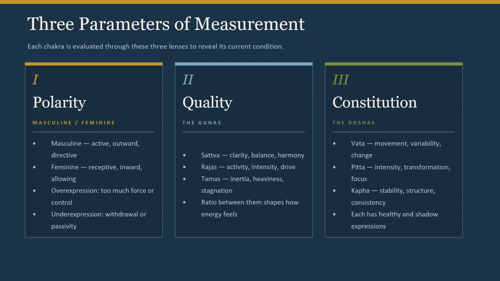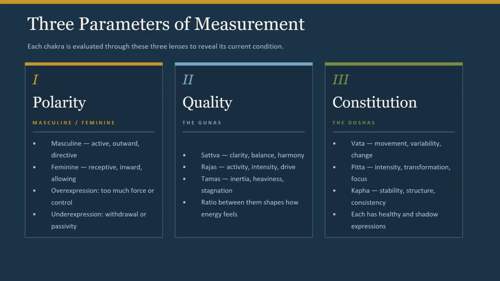In a healthy state, Sattva brings clarity and stability. Rajas provides movement and motivation. Tamas allows rest and grounding. But when imbalanced, too much Rajas can feel like anxiety, overdrive, or restlessness. Too much Tamas can feel like fatigue, avoidance, or stuckness. Too little Sattva leads to lack of clarity and poor decision making. So quality tells us how clean or distorted the energy is within each chakra.